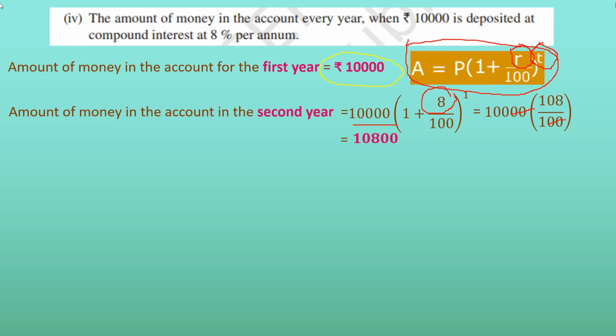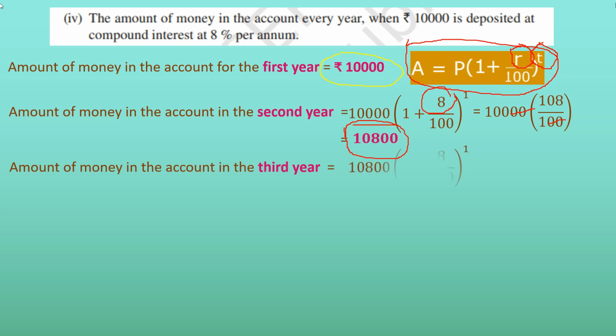Now we need to find out for the next year, the third year. So from the second to the third year, the time period is going to be 1. Now what amount do we have in the account? We have 10,800. So this amount will be the principal for the third year. Now we'll put these values in the formula again, and compute the amount of money in the bank account for the third year.